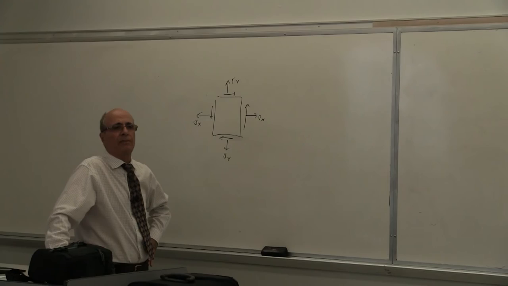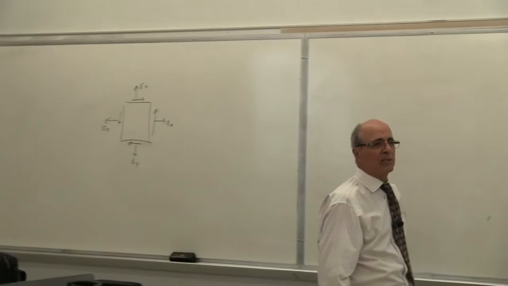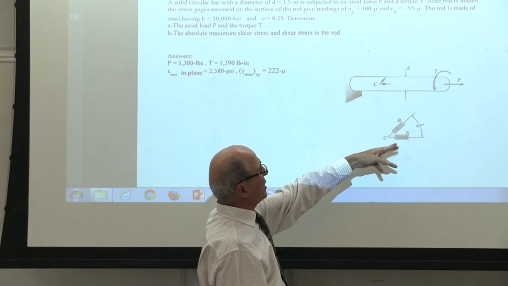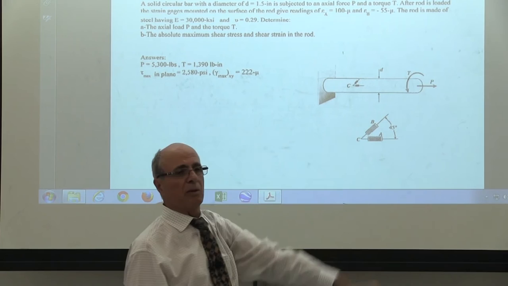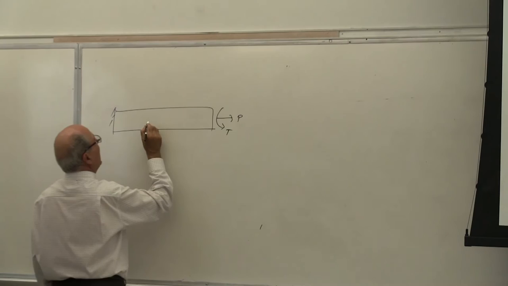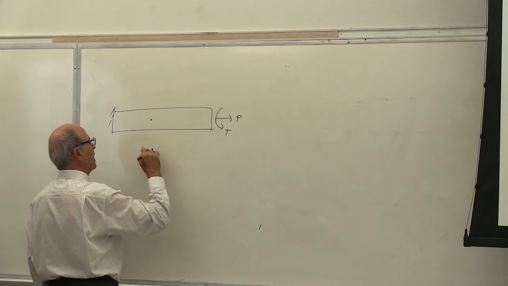All right. What is this? Of course, it's a plane stress. Is that correct or not? Now, here is the question. We have put a gauge there, gauge A and B. The gauge reading of gauge A is given as 100 micro. So let's put it there. This is the system. This is a force P, a torque T. And here at that point, I put a gauge like that, and a gauge like that.